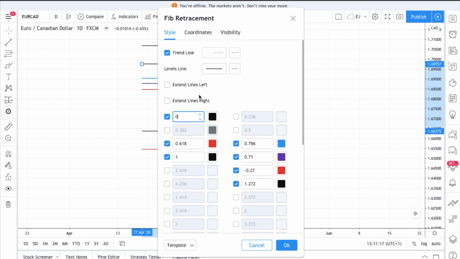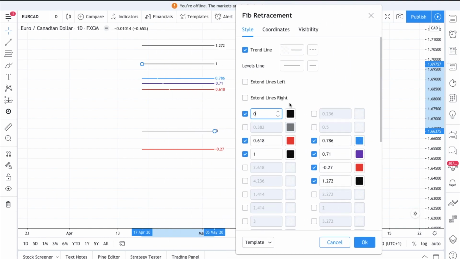So what I use, make sure this is ticked. These are the color schemes I use as well. So black, this will probably be ticked for you as well. Uncheck this, which is the 38.2. Check the 0.618, I'll put that red. Check 1, put that black. These will probably be checked for yourselves as well. Uncheck both of these.